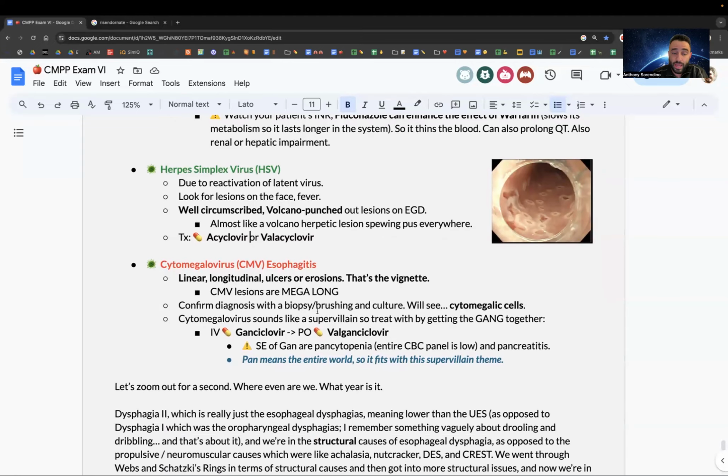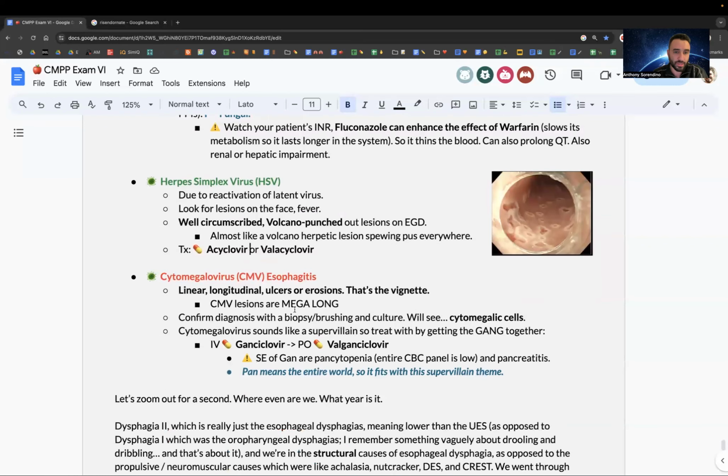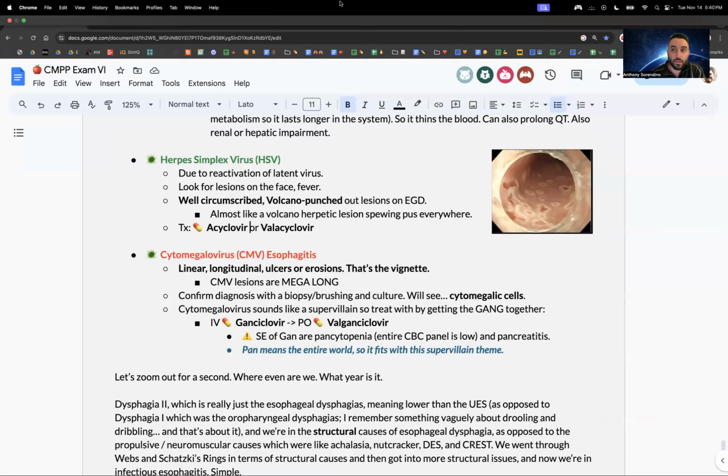Okay, then we have a third offender here of infectious esophagitis, and that's cytomegalovirus esophagitis. I'm going to look out here for our linear longitudinal ulcers or erosions. So, cytomegalovirus, mega, so you can think these lesions are mega long. And to confirm this, you have to do a biopsy, and you're going to see these cytomegalic cells. So kind of makes sense. Cytomegalovirus kind of sounds like a supervillain.